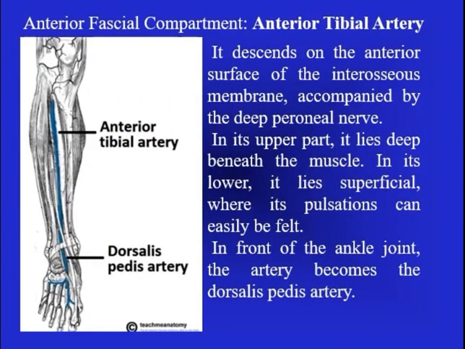The anterior tibial artery descends on the anterior surface of the interosseous membrane, accompanied by the deep peroneal nerve. In its upper part, it lies deep and beneath the muscle. In its lower part it lies superficial, where its pulsation can be easily palpated. In front of the ankle joint, the artery becomes the dorsalis pedis artery.